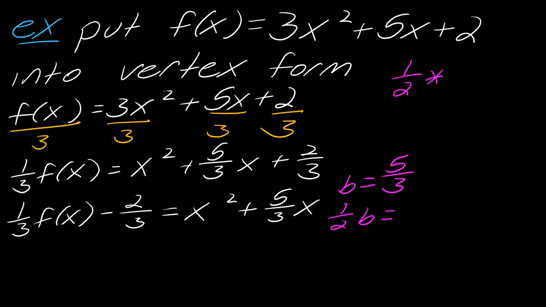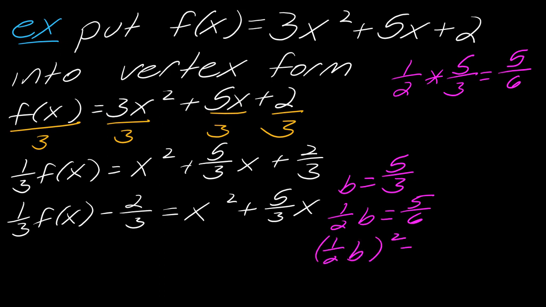So if I take 1/2 times 5/3, remember, I just multiply straight across. 1 times 5 is 5, 2 times 3 is 6. So half b is 5 over 6. And then finally, what is my half b squared? I square the top: 5 squared is 25. I square the bottom: 6 squared is 36.